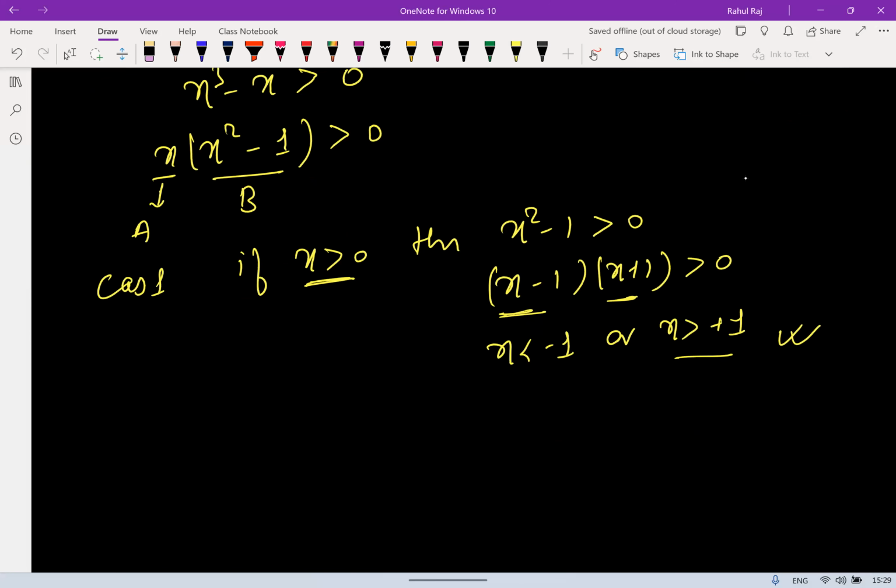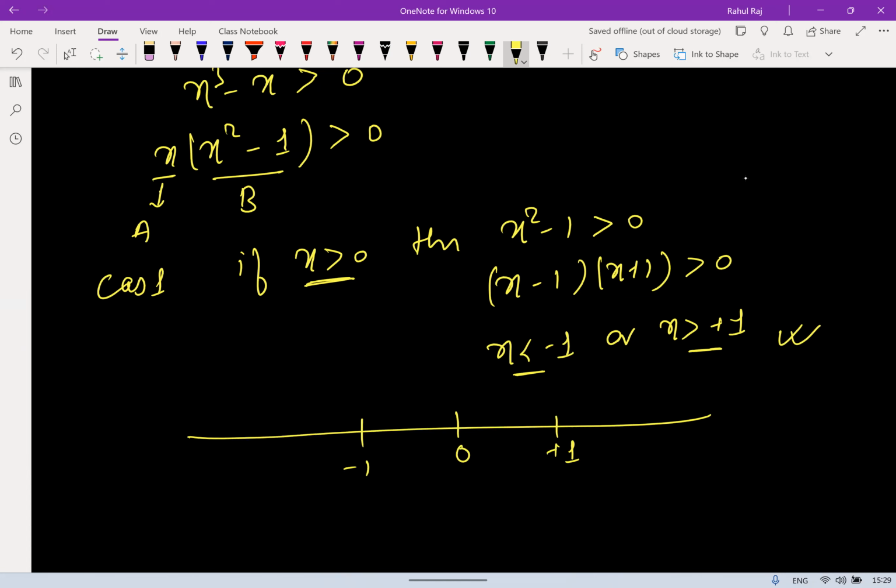There are 3 cases that we have got: x greater than 0, x less than -1, and x greater than +1. Let's plot it on a number line. We have 0, we have -1, we have +1. So x greater than 0. This is 1. The second says x is less than -1. No common value. X is greater than +1. There is a common value. It means x greater than 1 is the one common value.